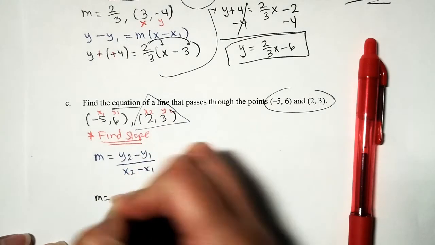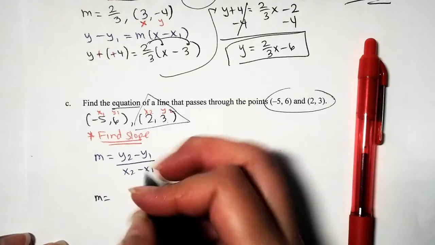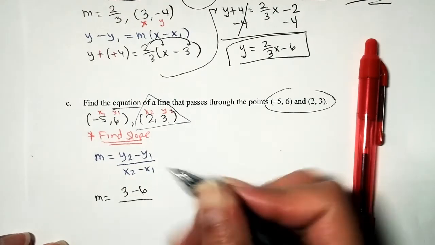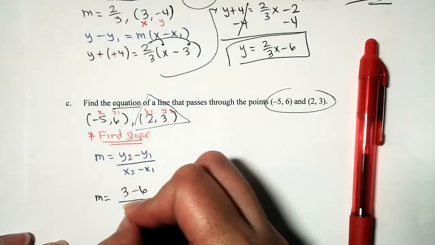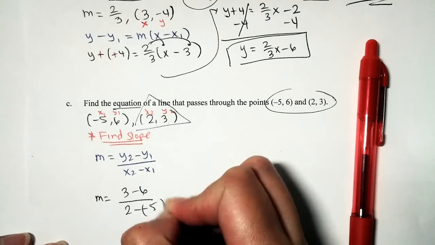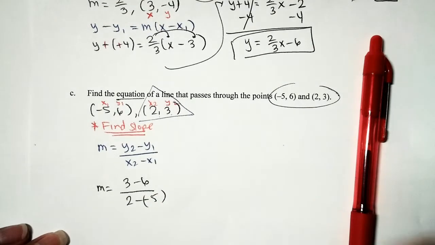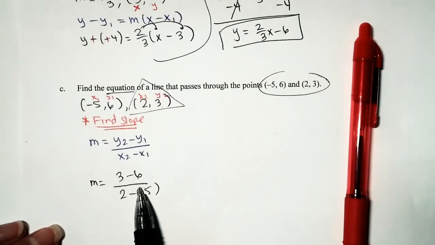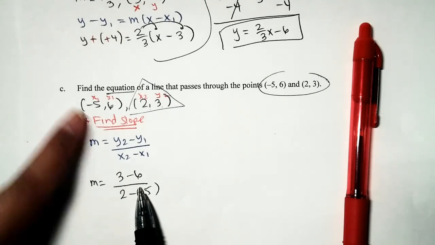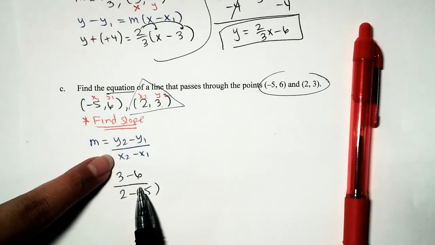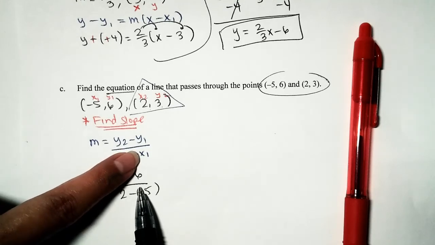So difference of the y's will be 3 minus 6 over 2 minus the other x. 2 minus the other x. Okay, please make sure you put -5. The popular mistake is that students will just put 2 minus 5, because look, the students say, look, it's -5, and I'm like, lies. Okay, it says x2 subtraction sign x1.